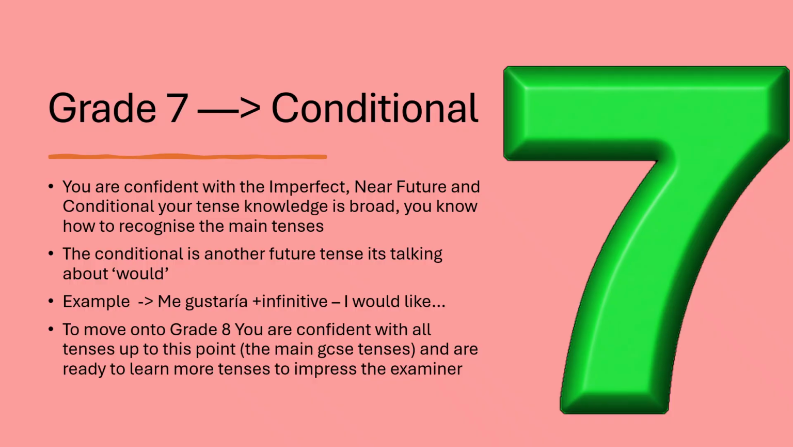To move on to grade 8, you are confident with all tenses up to this point, the main GCSE tenses, and are ready to learn more tenses to impress the examiner. That's what we're going for with the grade 8 and 9. Please note the reason why I kept going on about conditional and imperfect is conditional is the same, but you have the infinitive plus the ending, whereas with imperfect, you only have the endings. You do not need the AR, ER, or IR.